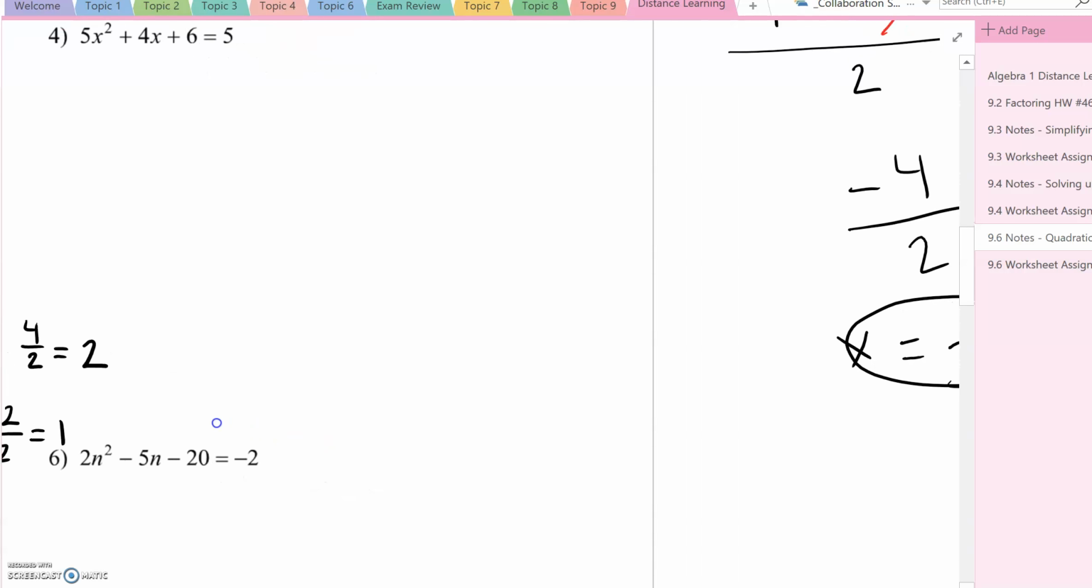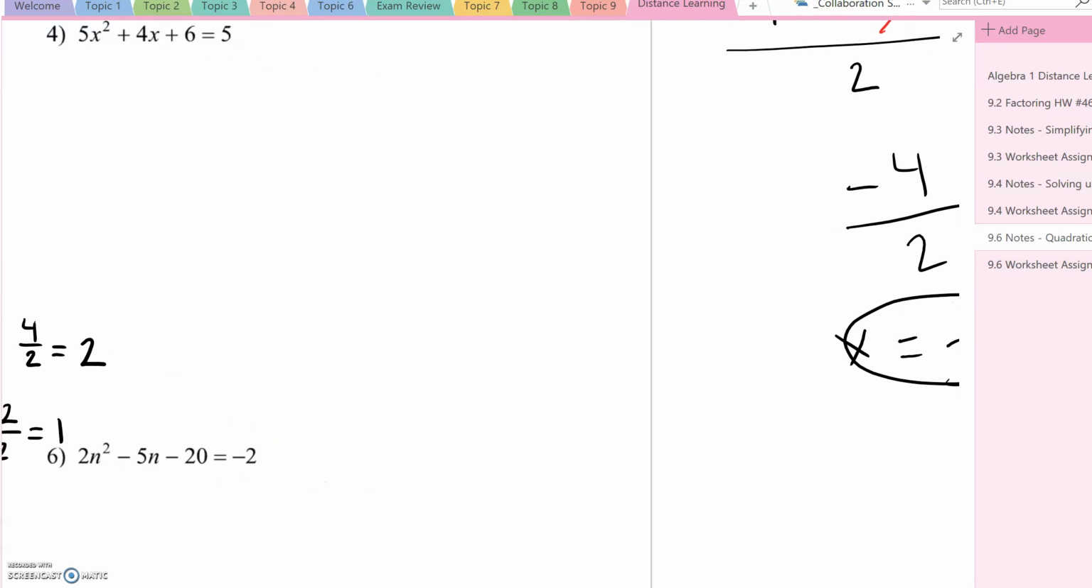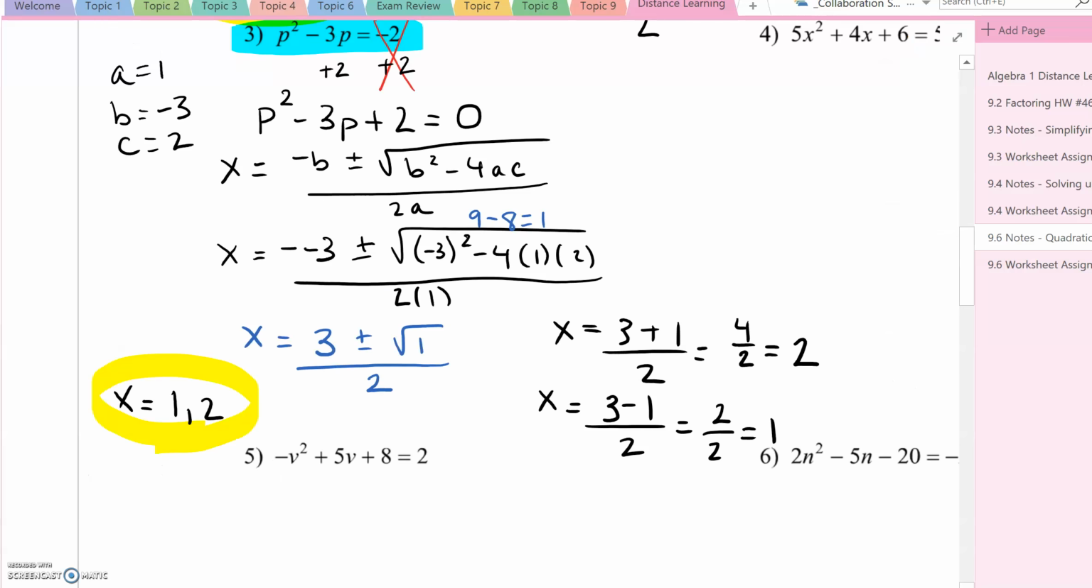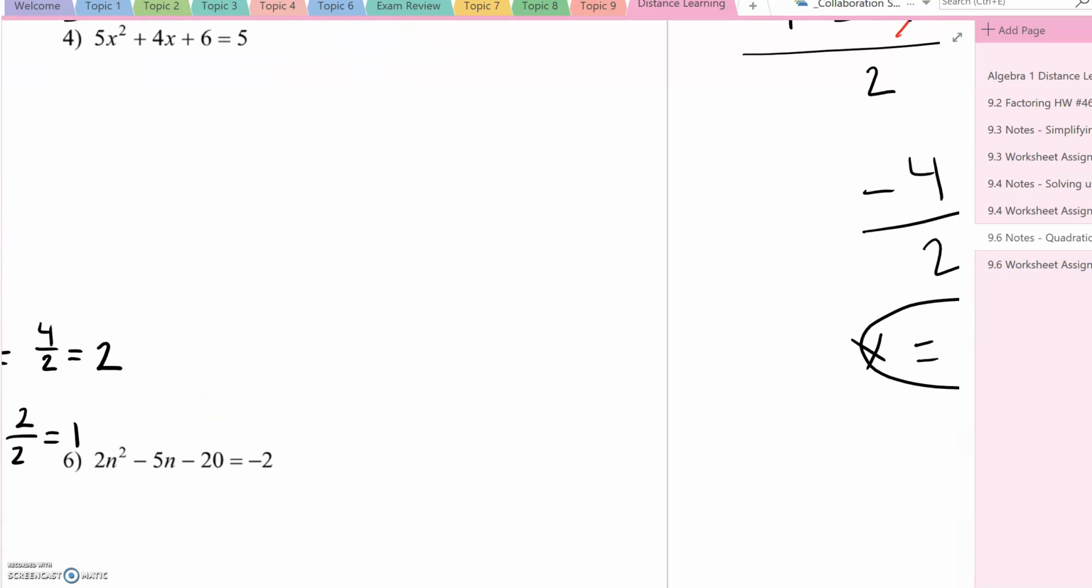Okay, moving on to number 4, and I want to remind you, feel free to pause as needed. What's our first step here? We need to move that 5 over to the other side. So it's a positive 5. How do we get rid of it? We subtract it. Now, think about where you need to subtract this from. You're subtracting this from the 6 because those are the like terms here. Those are the terms with no variable with them. So we have 5x squared plus 4x plus 1 equals 0.